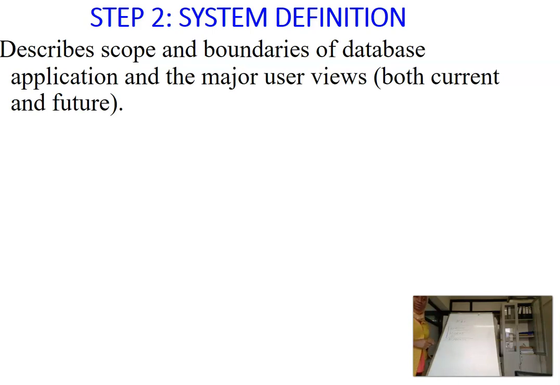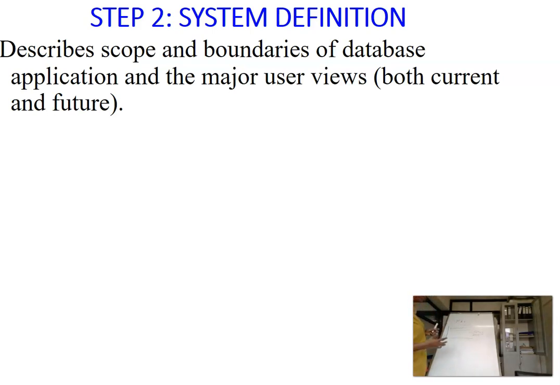You need to describe the boundaries of the system. So you need to ask yourself, okay, what user views am I going to have for my database? And the user views are going to be generated from the different users or the different departments that you have in your organization, okay? So that is how you are going to generate your user views.